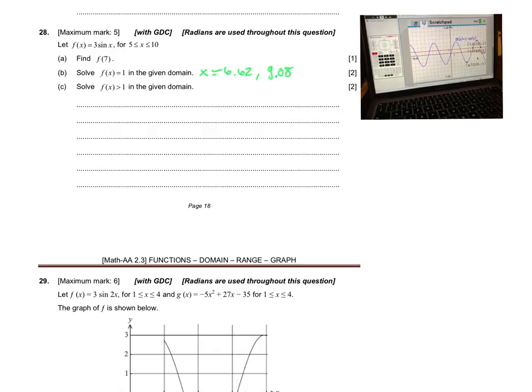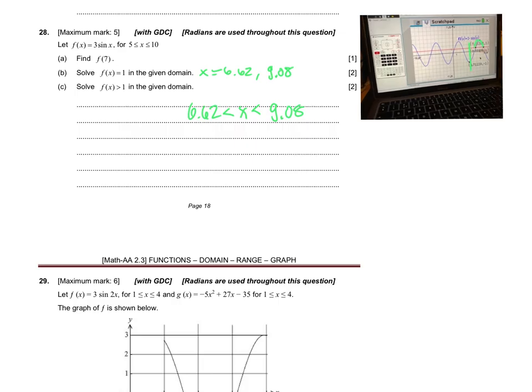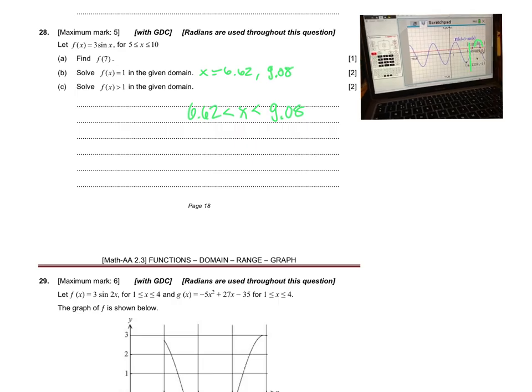Okay, so when is it above? When is it above 1? Well, that's in between 6.62, no equal sign, and 9.08. So it's above, just in the graph here. All right, and 5 is like there, okay? So, yeah, okay.